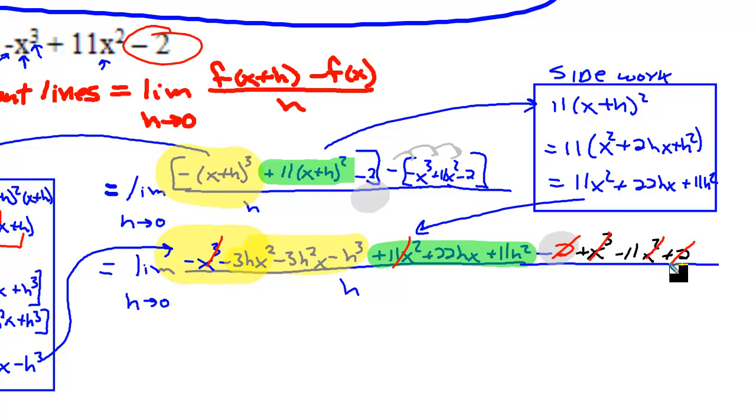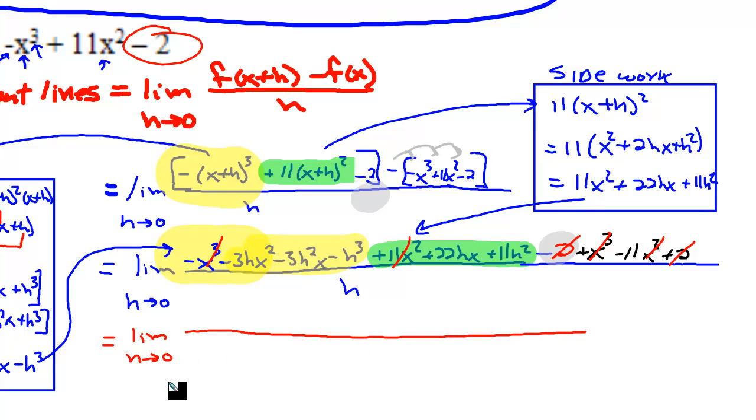That's why it's good to know that at this point, everything that doesn't have an h in it should get crossed off. If it doesn't, you made a mistake. Since I know that, I know I made a mistake, and it was easy to fix instead of fixing it several steps from now. Equals the limit as h approaches 0. Oh, what is left?